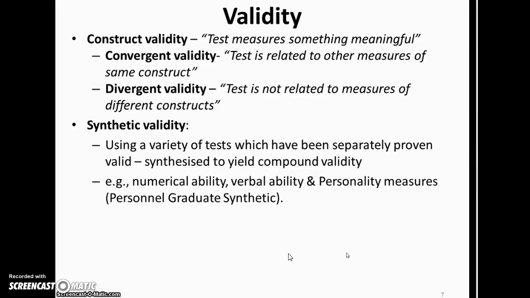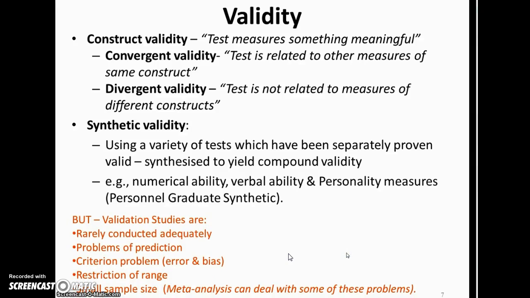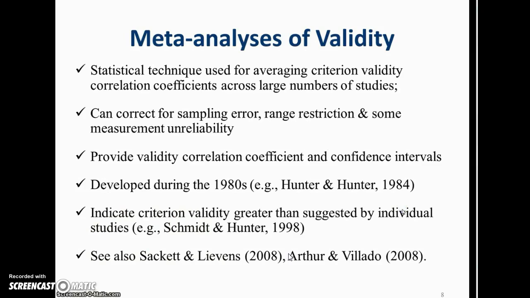Unfortunately, validity isn't tested that often. Validation studies are rare, and we have problems with them as well, often because they're quite small scale and they're restricted in range. Meta-analysis can help deal with some of these problems where you put a range of different studies together and average across those. So we have got specific statistical techniques which will allow that to happen, so that we can basically pool all of the tests and act as if we have larger sample sizes, and that can correct sampling error and range restriction and some of those types of problems.